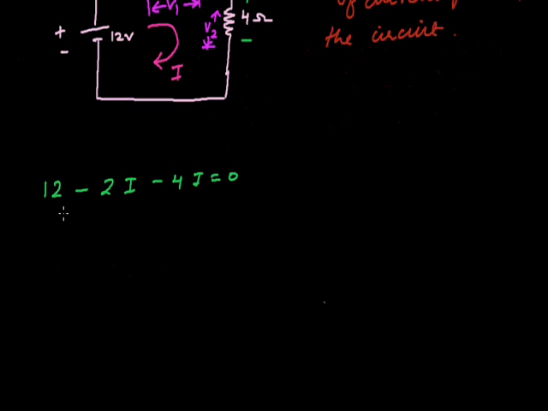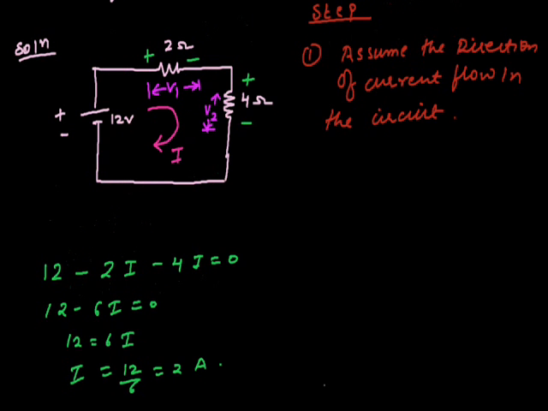So we can solve this equation. 12 minus 6i is equal to 0. So 12 is equal to 6i and I is equal to 12 upon 6, that is 2 ampere. This is the current which is flowing in the given circuit.